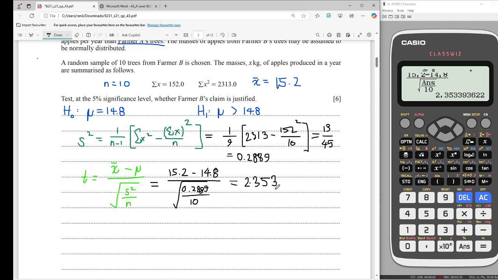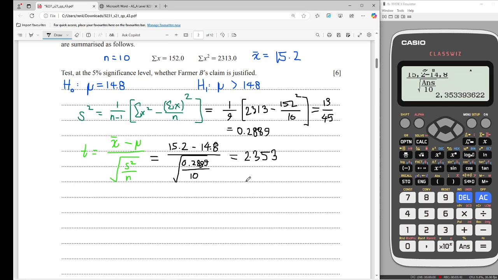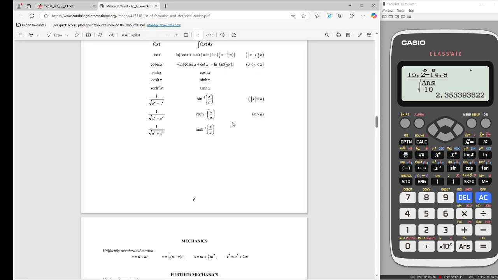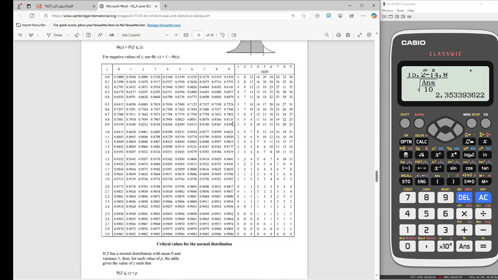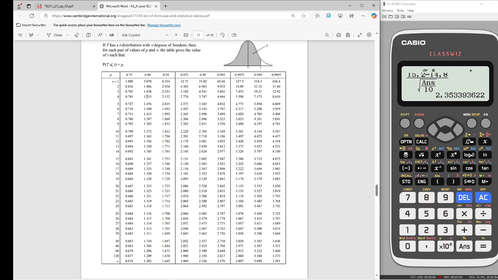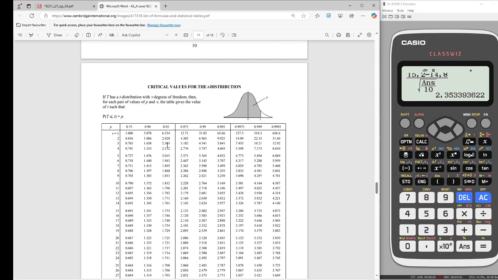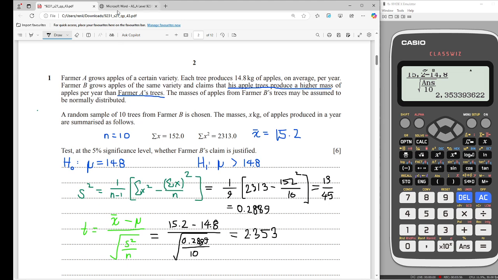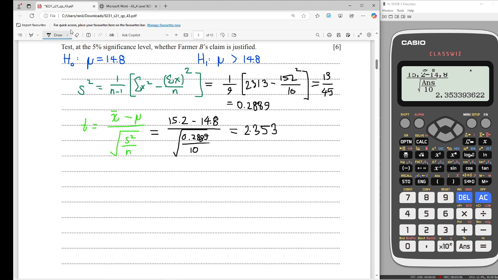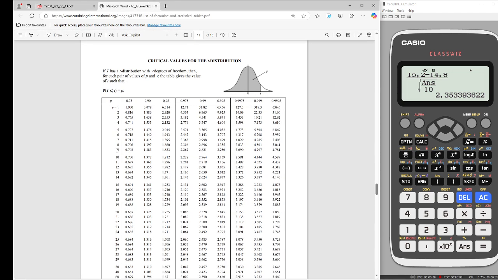Remember, we're always supposed to take it in 4 significant figures because every critical value in the distribution tables is in 4 significant figures. Now we need to refer to our t distribution. We can either use t values or the z values here. We use t values because the sample size is only 10, and 10 minus 1 gives the degrees of freedom. Let's just write the degrees of freedom first. Degrees of freedom equals 10 minus 1, which is n minus 1, which equals 9. As you can see in the t distribution table, there is a degree of freedom 9 row right here.